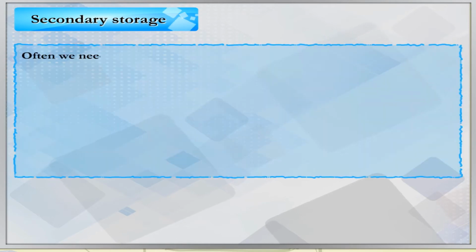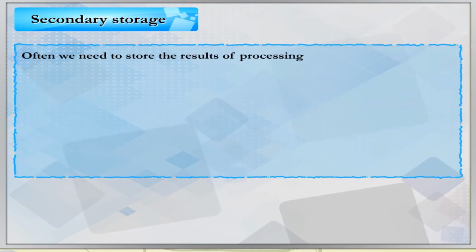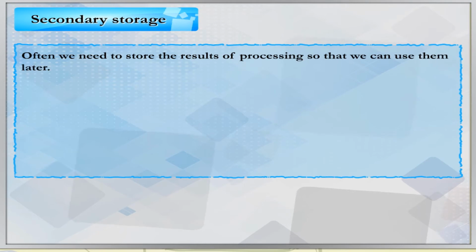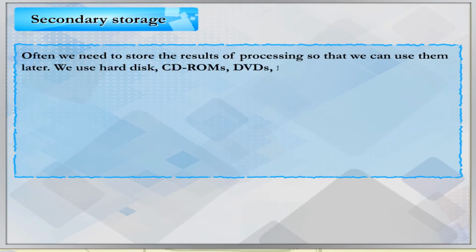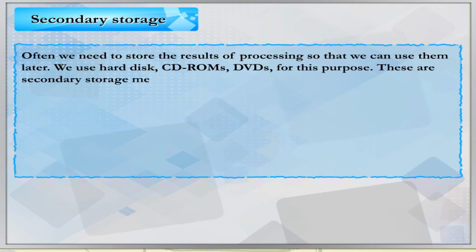Secondary storage. Often we need to store the results of processing so that we can use them later. We use hard disk, CD-ROMs, DVDs for this purpose. These are secondary storage media.